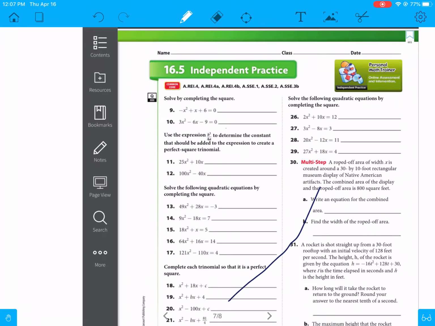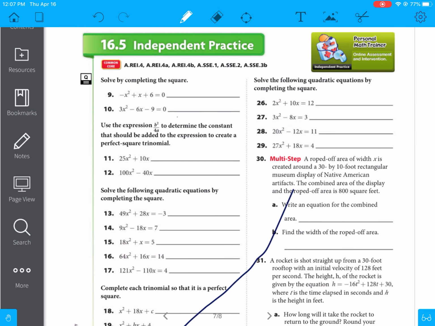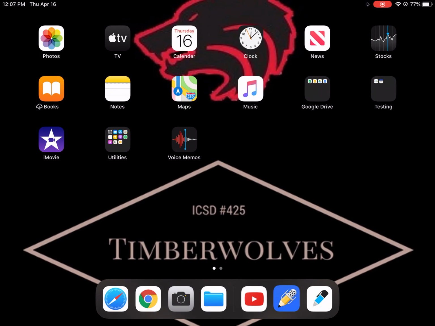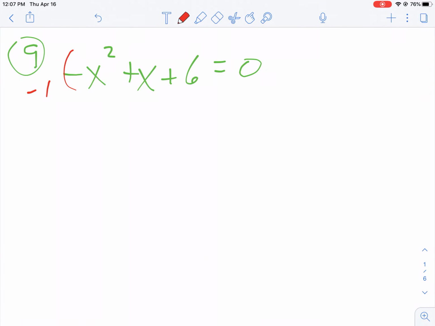All right, so we had a couple of questions on 16.5. We're going to do number 9 first. On number 9, the first thing you're going to have to do is factor out that negative 1. So you're going to be left with x squared minus x minus 6 equals 0. And then you could solve this just by factoring.